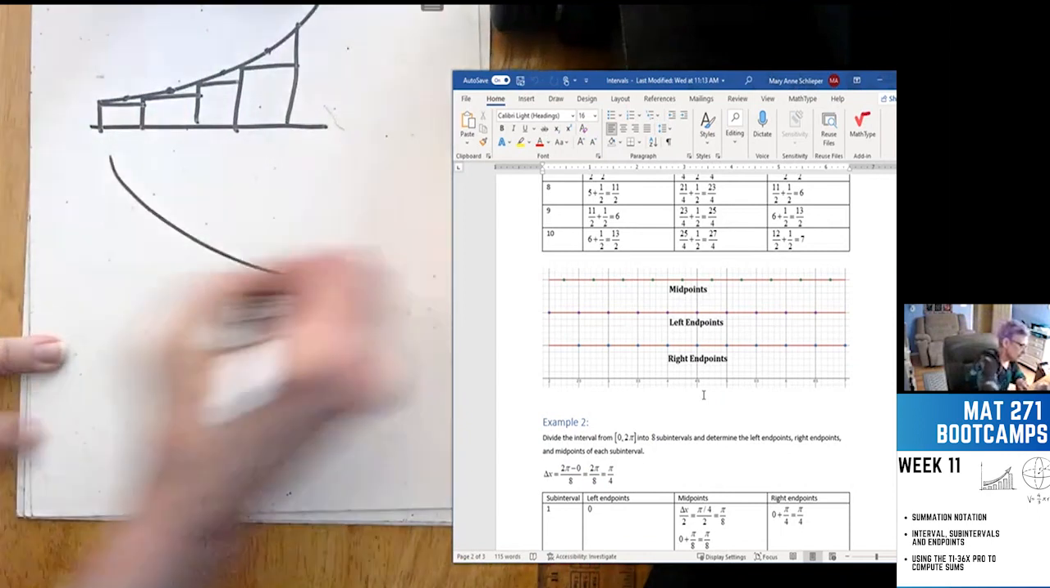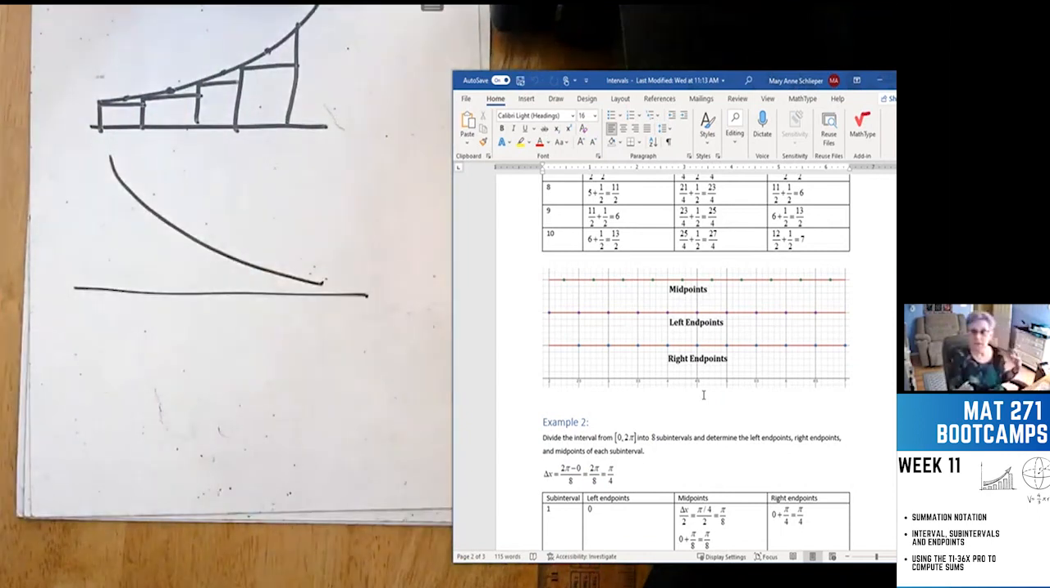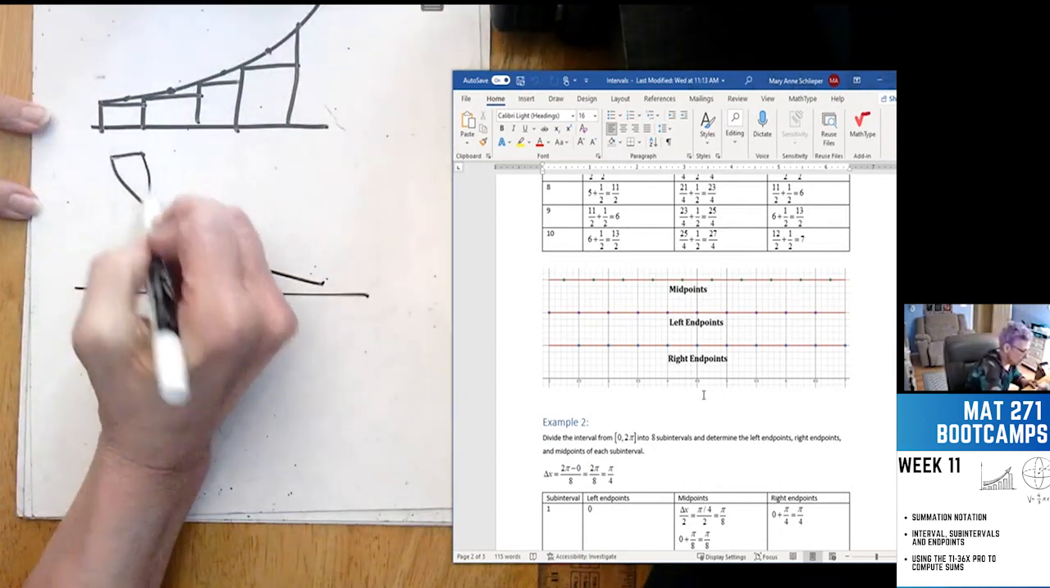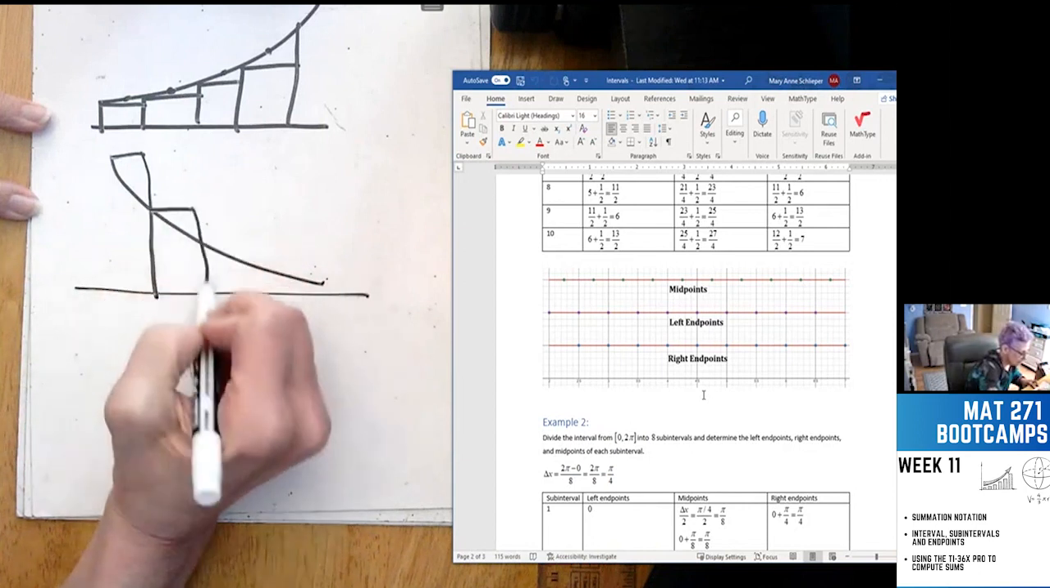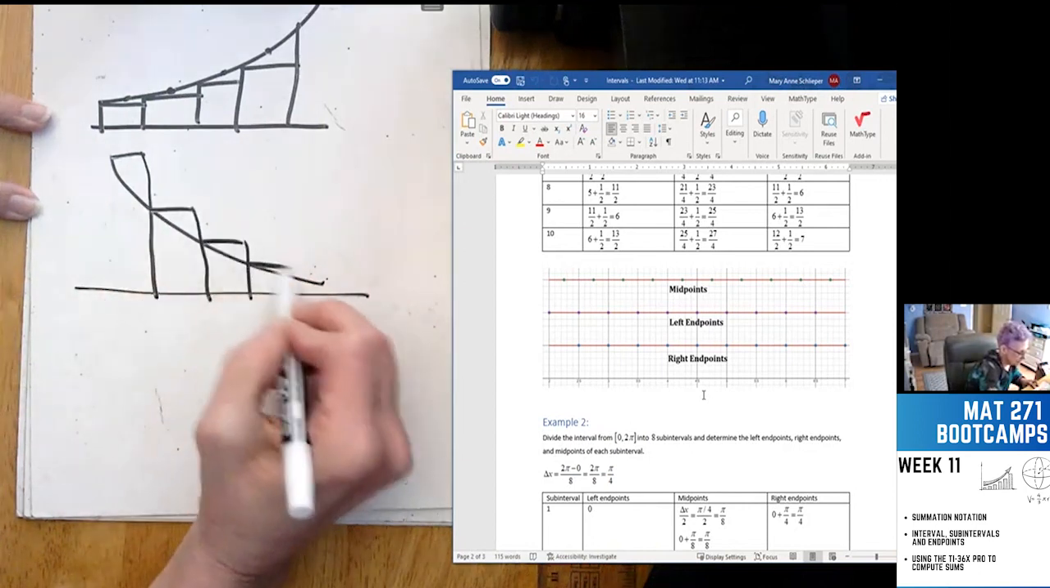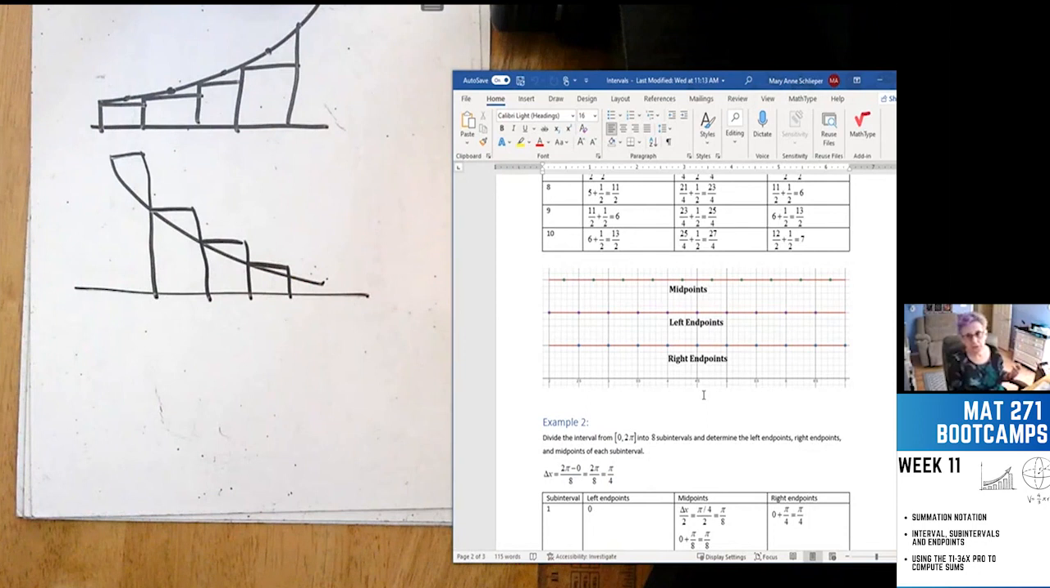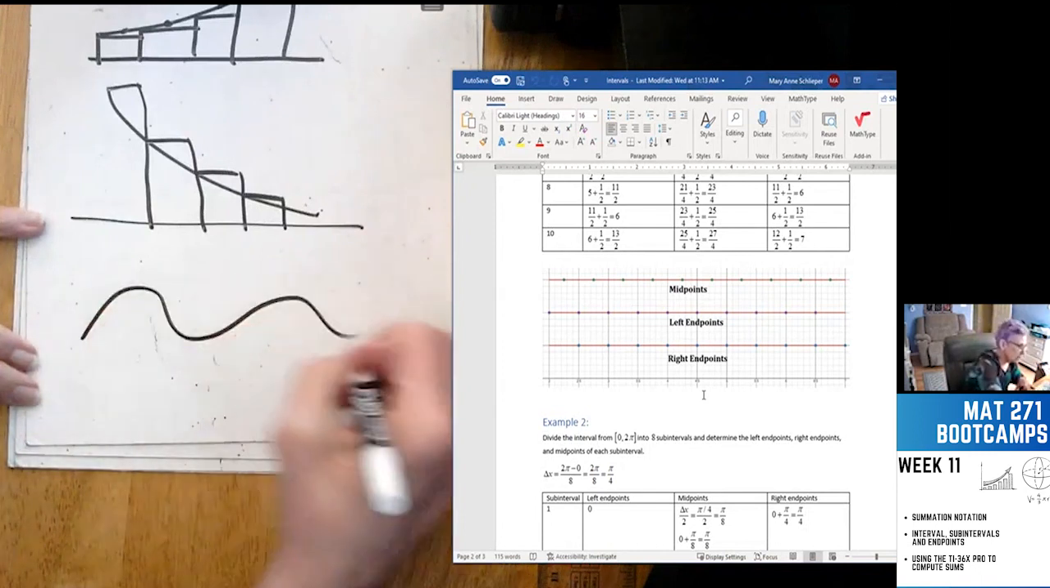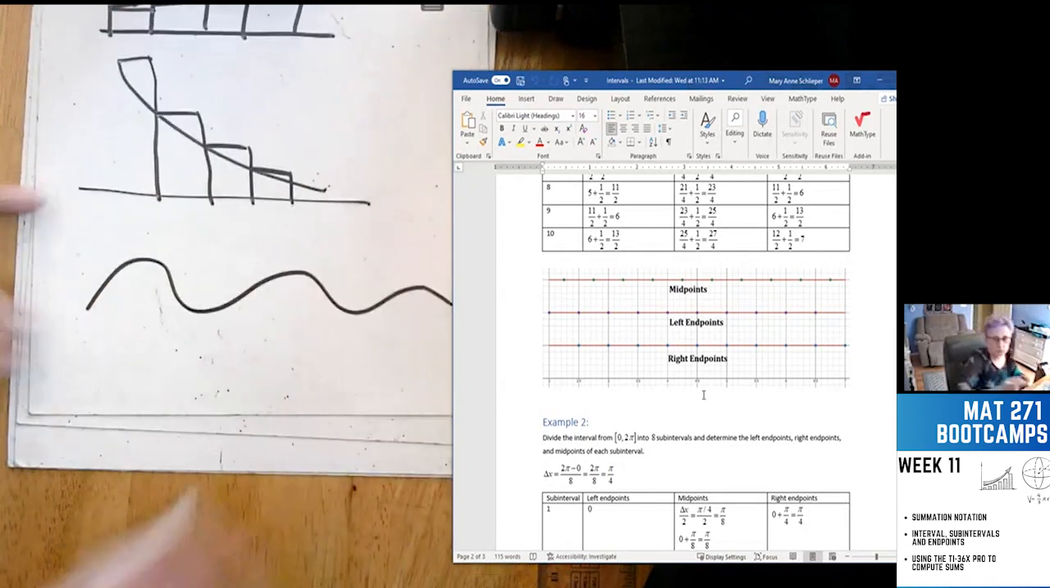If you have a decreasing function, then it works backwards. Your left endpoints will overestimate. Your right endpoints will underestimate, and your midpoints will give you the best estimate. If your function changes, then you can't make a prediction whether you've got an overestimate or an underestimate.